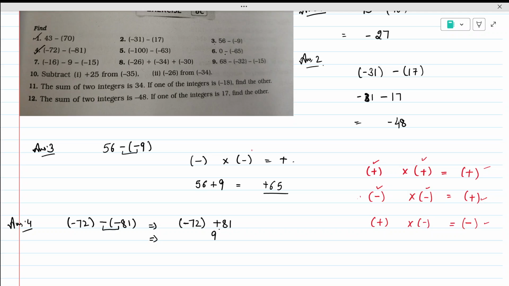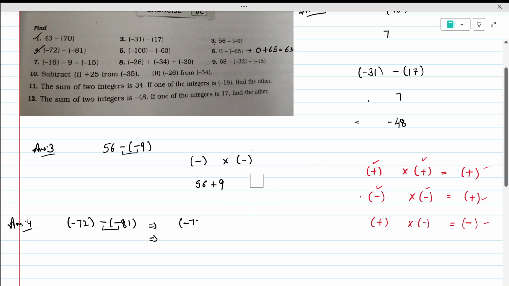Sixth is 0 minus minus 65. So we can write this as 0, minus multiplied by minus is plus, plus 65. So 65 plus 0 is 65 only. This is the answer. And then for the seventh I will pick up and do it here. Let me erase these and then I will cover the seventh question here.